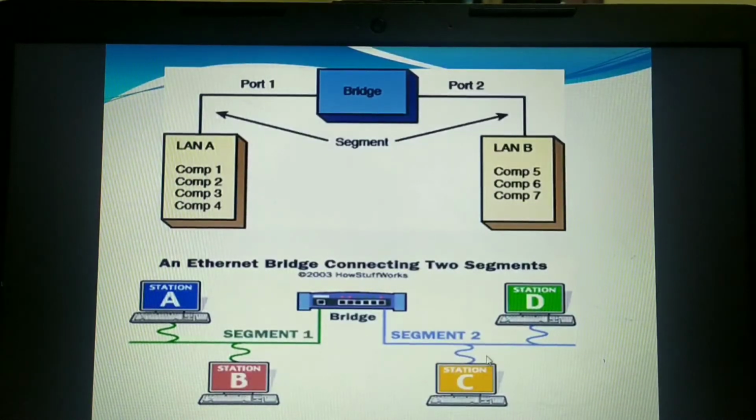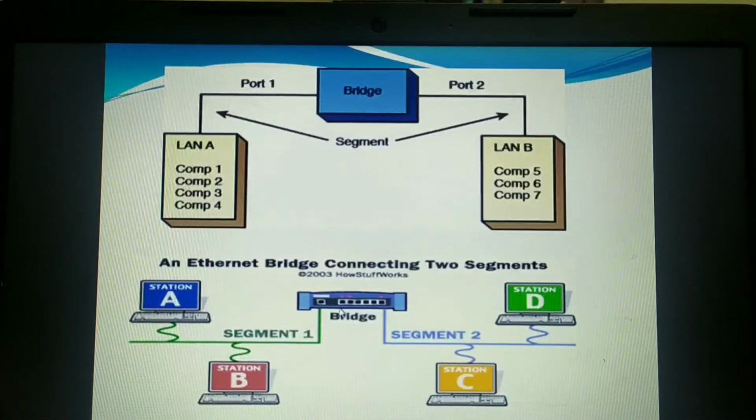What if the destination is not there and this source is sending the data? The packet comes here, the physical destination address is not existing in this network. Hence this bridge will block that packet. It will never let that packet cross or move to the next segment. Okay, this is how exactly the bridge works.